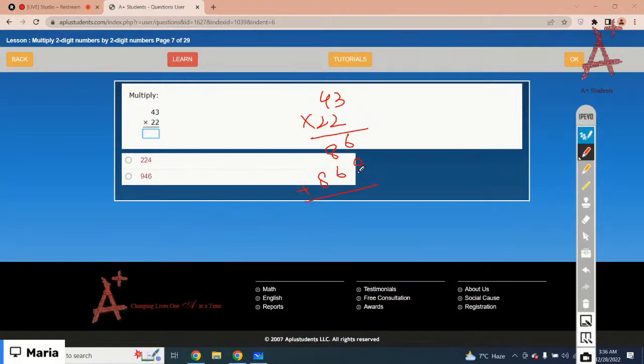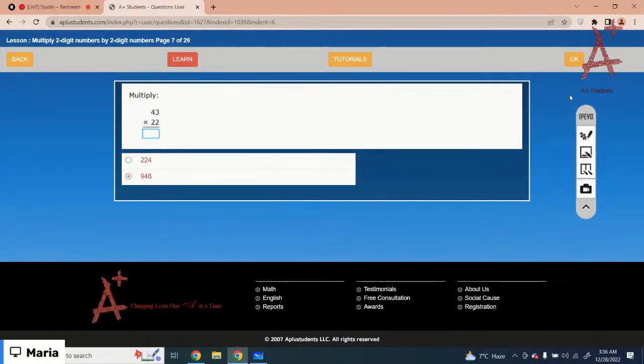So just add up all the values. It will be 6. 8 plus 6 is 14. Write 4 and carry 1. 8 and 1 is 9. So it will be 946. Got it? The second option is the correct one. It would be 946. Select the correct option, then click on the OK button.